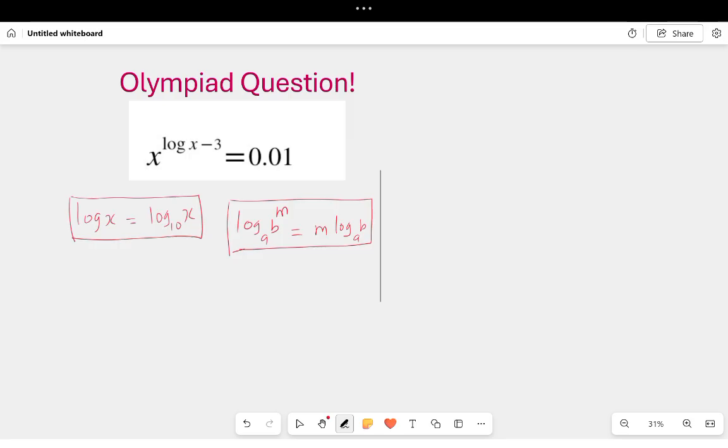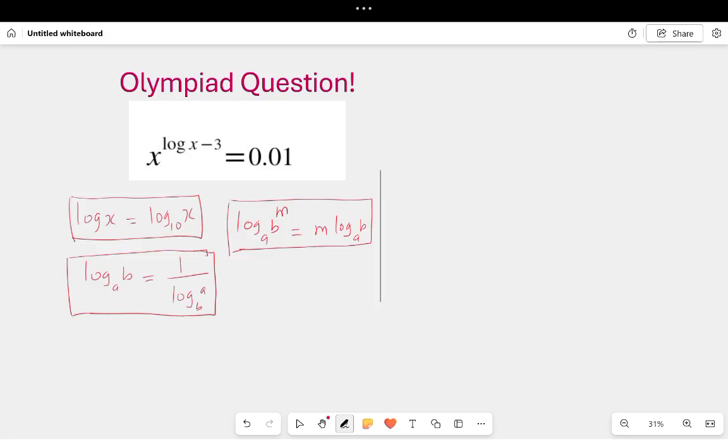Another thing that we should also know is if we want to change the bases, if I have logarithm to base a of b, this is the same as 1 over the logarithm to base b of a. All right, then let's look at this question.